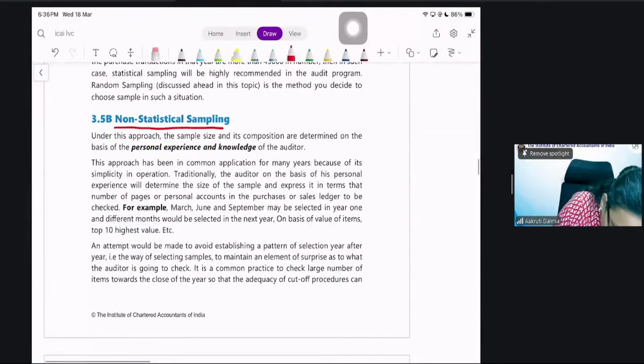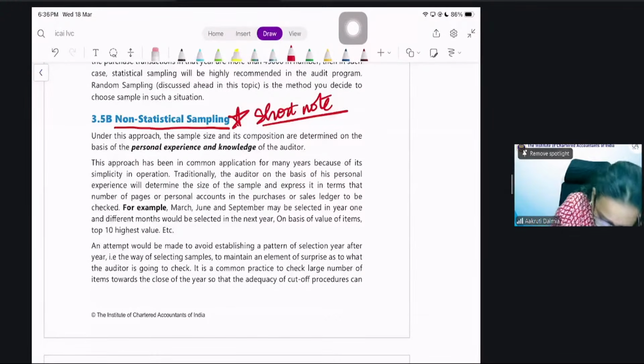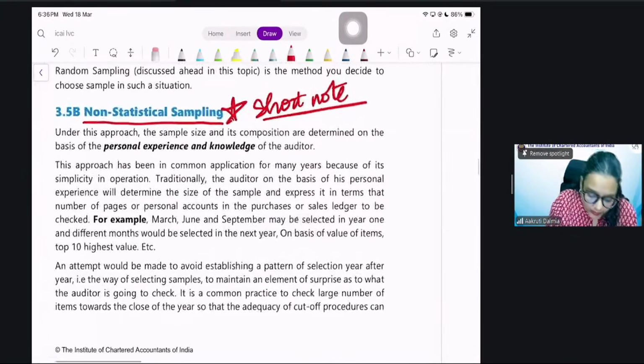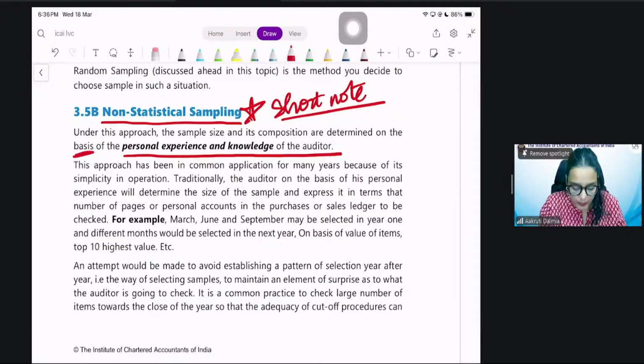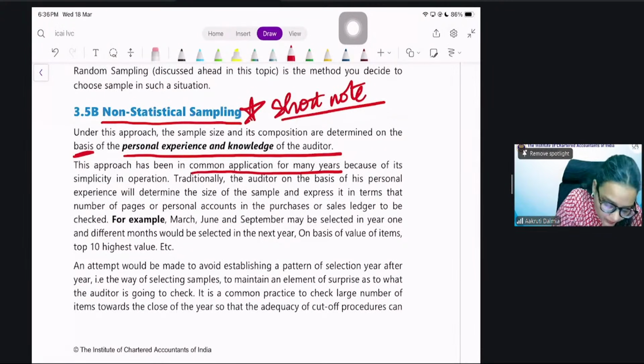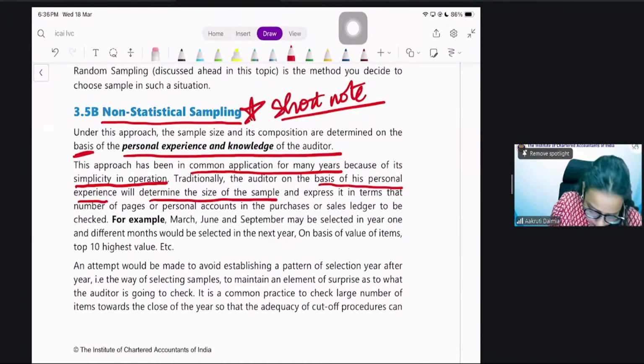Next come to non-statistical sampling. Again important for short note. Under this approach, you can use the personal experience and knowledge of the auditor. How do we decide the sample? Personal experience. This has been in common application for many years. It is simplicity in operation. Please, whatever I am underlining, along with me, please underline. Okay. On the basis of his personal experience, they decide the size of the sample.